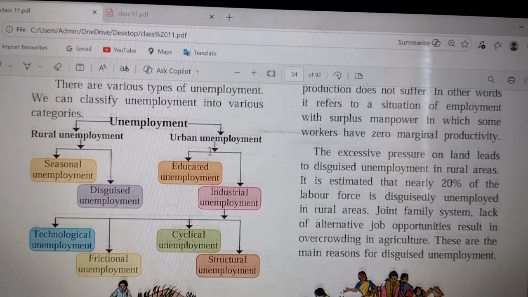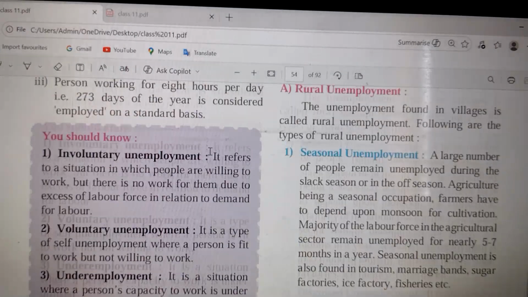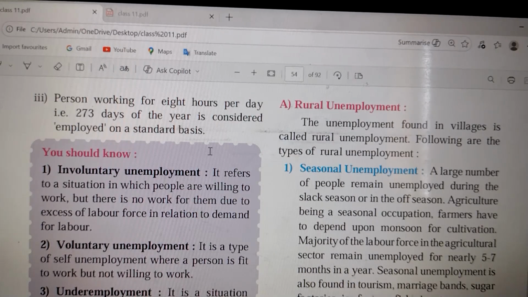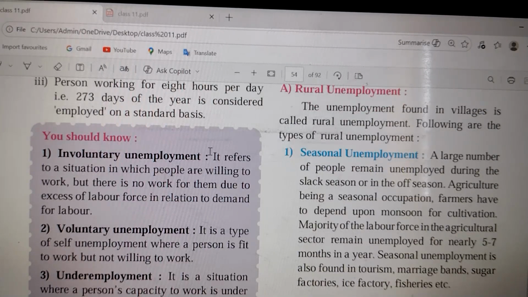So let's understand one by one. First see rural unemployment. Unemployment found in villages is called rural unemployment. In that, the first subtype is seasonal unemployment. Seasonal unemployment occurs when people remain unemployed during the off season. Agriculture depends upon monsoon, so laborers get work only during certain months, and after that they don't have any employment, so they are unemployed.